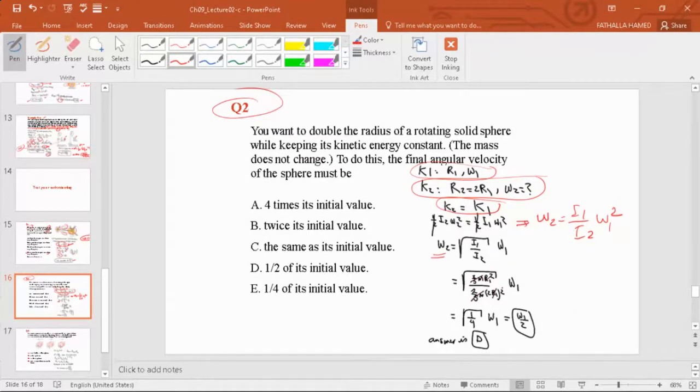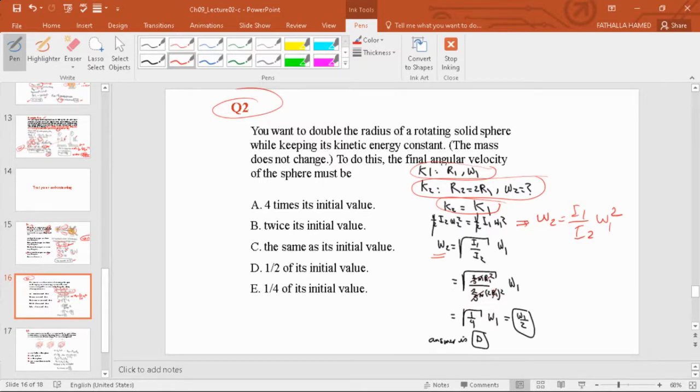Now, what is the moment of inertia for a solid sphere? It is 2 over 5 m r squared. So it's 2 over 5 m r1 squared for I1, and for I2 it is 2 over 5 m2 r1 squared.